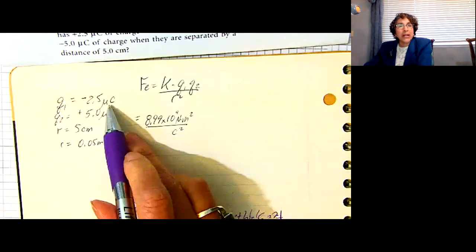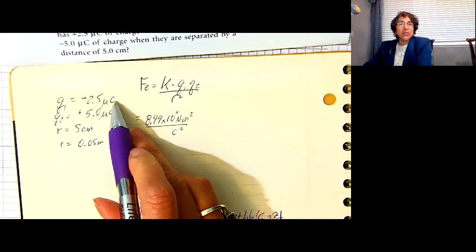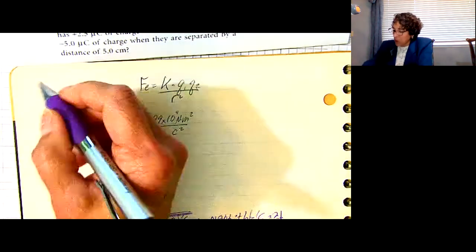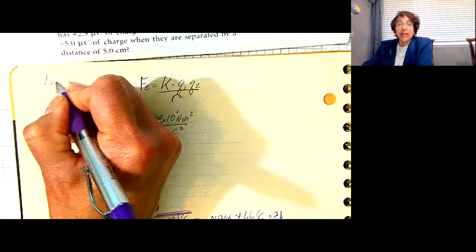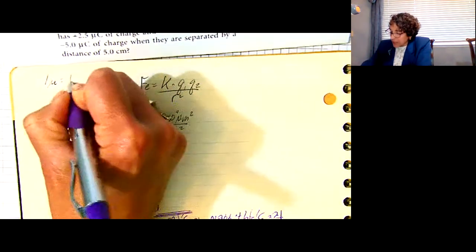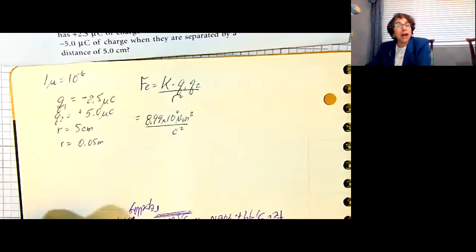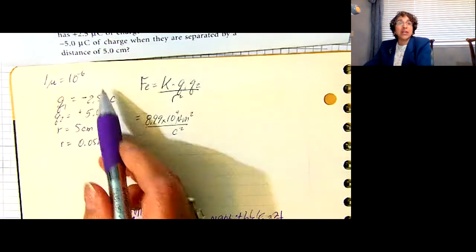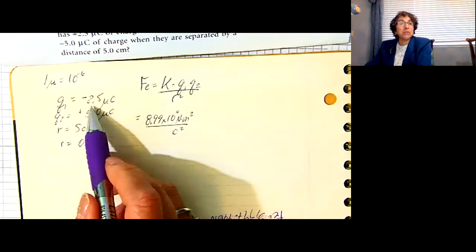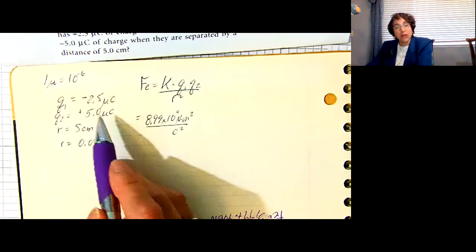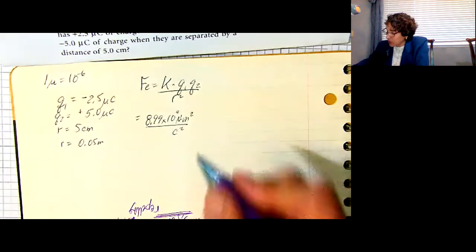All right, now this one's microcoulombs. So we need to have it in coulombs, not microcoulombs. So what's a micro? Remind you, 1 micro anything, micrometer, microcoulomb, 1 micro is the same thing as a millionth. So 0.000001, five zeros and a 1. Okay, so we're going to change this to coulombs. This is just going to be 2.5 times 10 to the negative 6, and this would be 5.0 times 10 to the negative 6. All right, so let's do that.